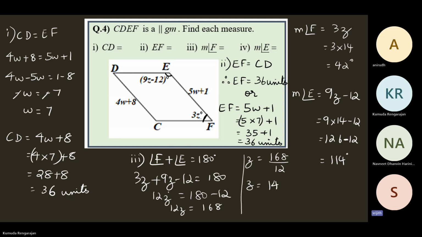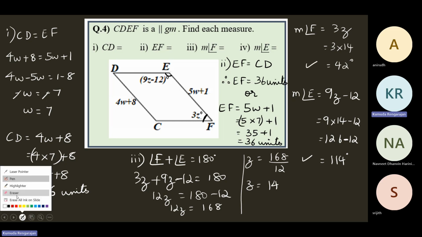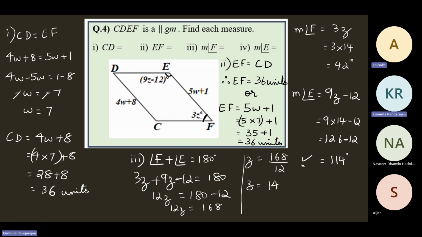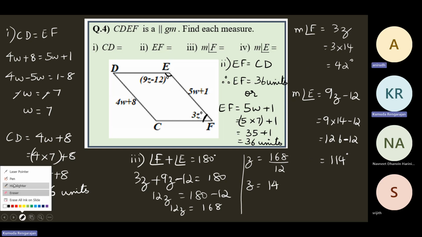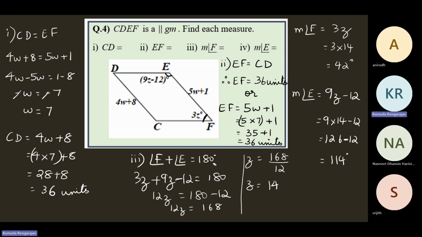No, it can't be right, because when you add these two angles, it should total to 180. They're adjacent angles. While transposing, I've made a mistake. I've made a mistake while transposing, children. Minus 12 on the other side will become plus 12.